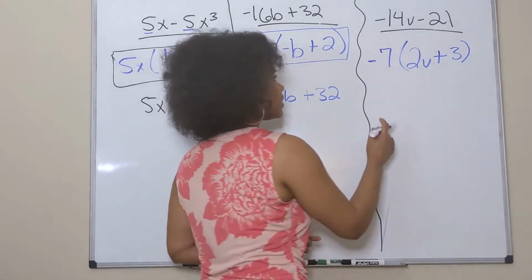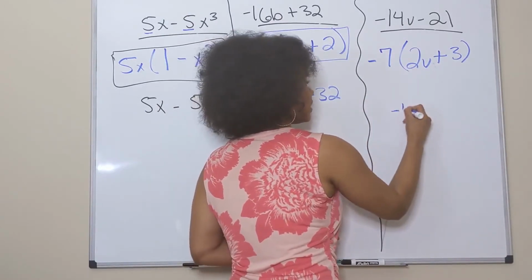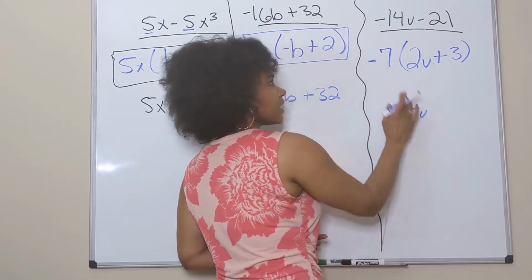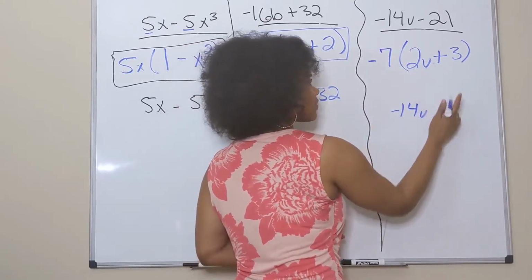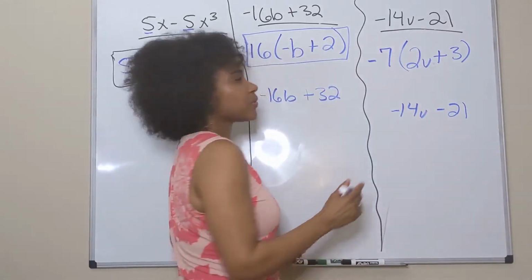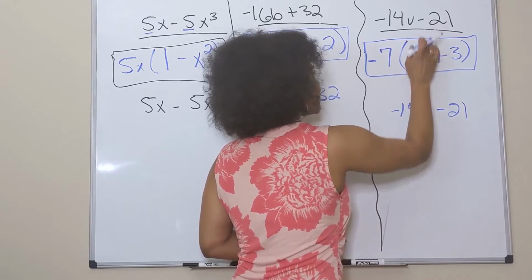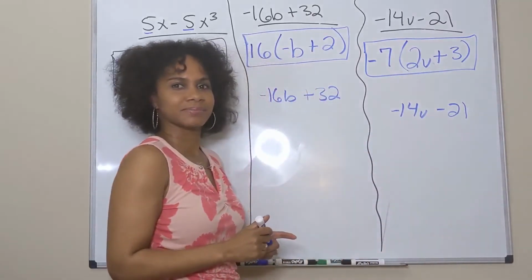If you're not quite sure, let's check it. Negative 7 times 2v is negative 14v. Negative 7 times positive 3 will give me a negative 21. And you can see we got what we had originally. All right, so I factored this expression completely.